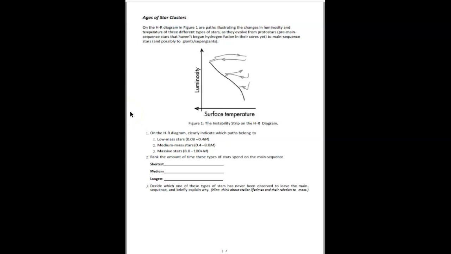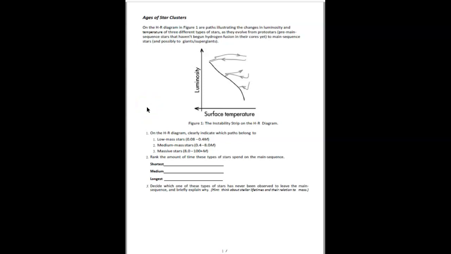So basically, hopefully you've watched the HR diagram lecture and went through your PowerPoints and you have a good idea that low mass stars live very long lives, medium mass stars, more like the sun, are in the middle of the road, and then very massive stars have short lives.